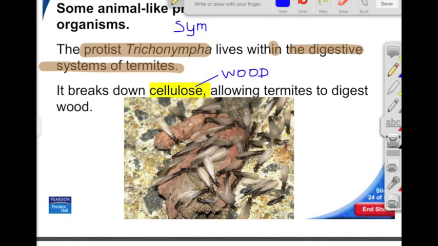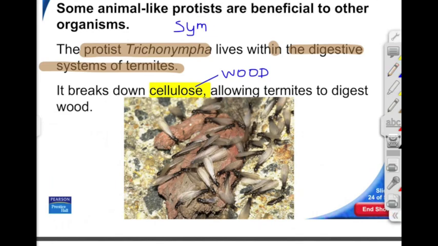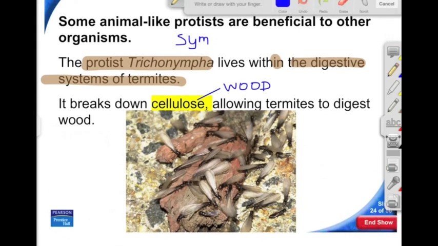Oh, you're going to let me write right here? I don't know. Symbiote. There we go.